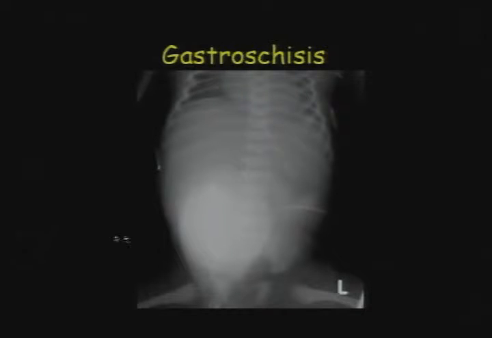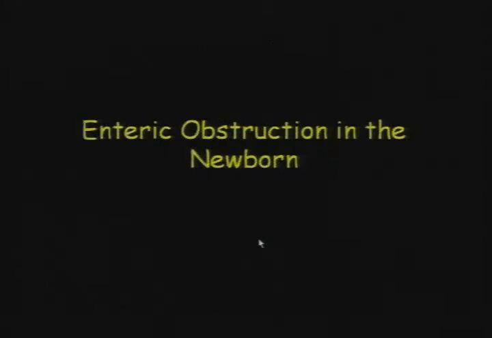Here's a nice example of a gastroschisis. Here you can see a soft tissue mass to the right of the midline, and you know that the cord is not going into it because here you can see the umbilical arterial catheter to the left of this mass.